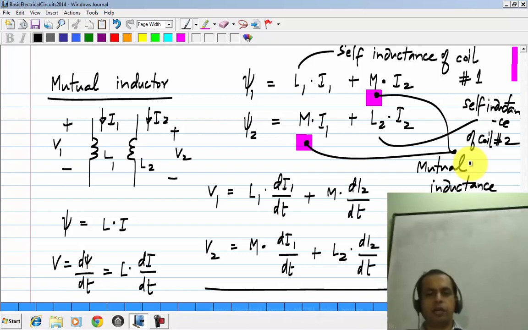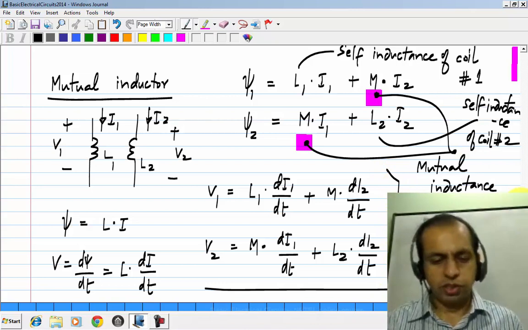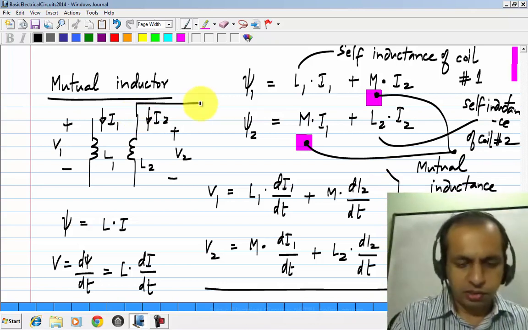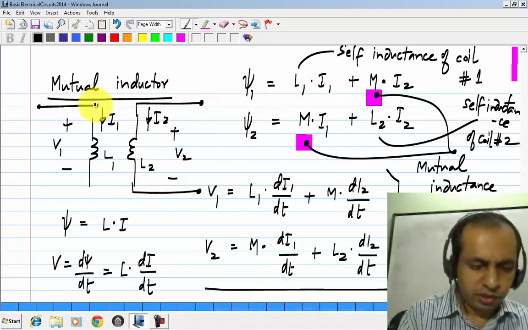Similarly, for the self inductance of the second coil, this mutual inductance appears only when you bring these two coils together, so that the magnetic field from one inductor influences the other inductor. And these are the current voltage relationships. Clearly, this is not a two terminal element, there are 4 terminals, 2 for each inductor.